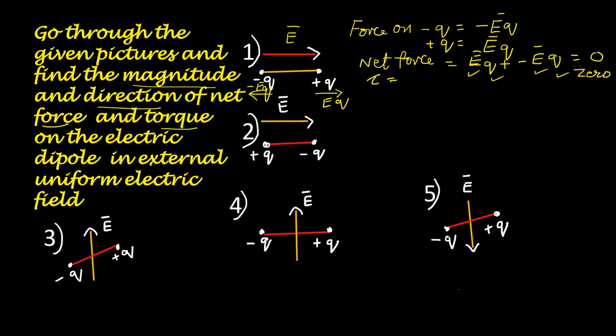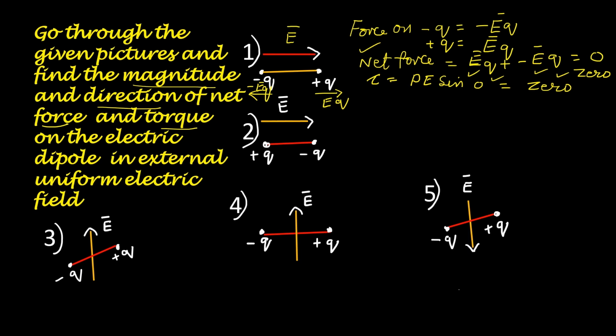Now, torque. Torque is equal to PE sin theta. Theta, the angle between electric field and dipole moment, is 0. Sin 0 is equal to 0. Therefore, torque becomes equal to 0.